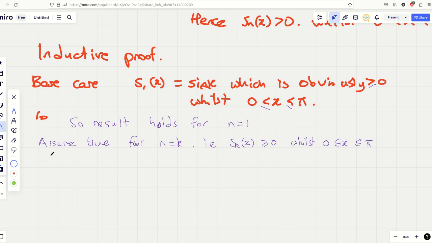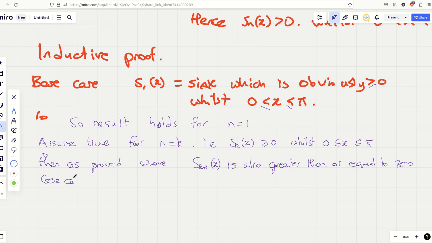Okay, then, as proved above, Sk plus 1 of x is also greater than or equal to 0. See above. Hence, by induction, the result is established. And you could just include your inductive remarks there.